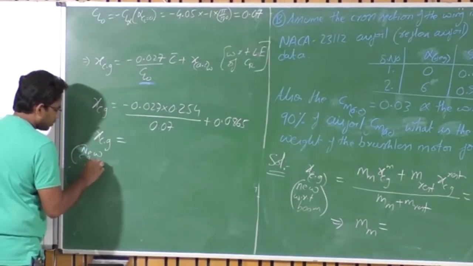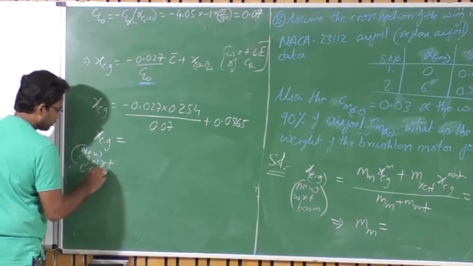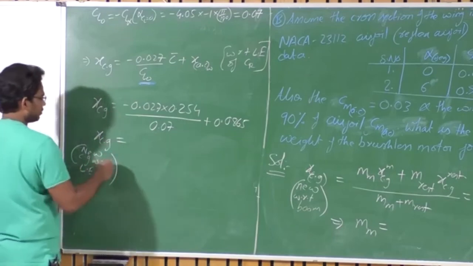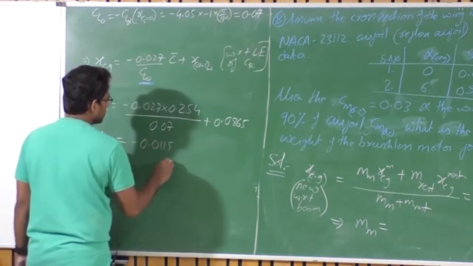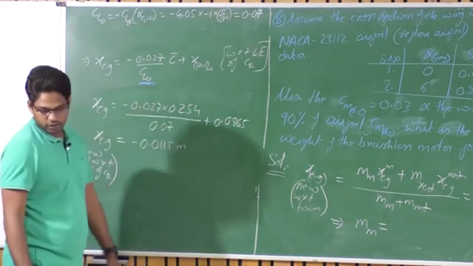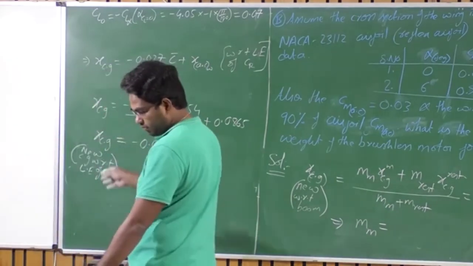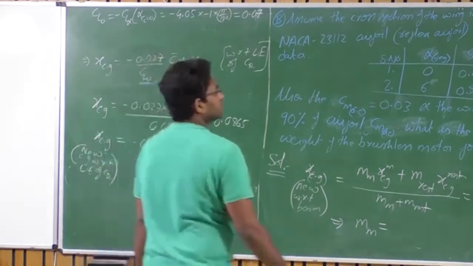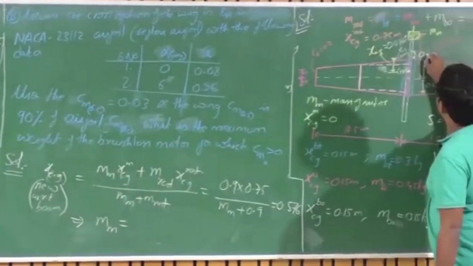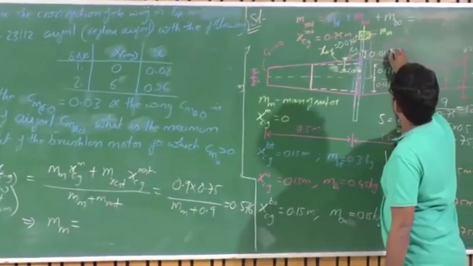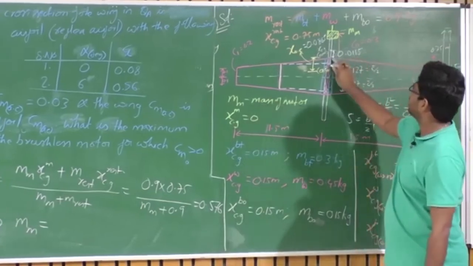So if you do that, the new CG with respect to the leading edge of CR, the same thing, is equal to minus 0.0115 meters. So approximately it should be 11 mm ahead of the leading edge. So this new CG has to be 0.0115 meters, which is approximately 11 mm ahead of the leading edge.